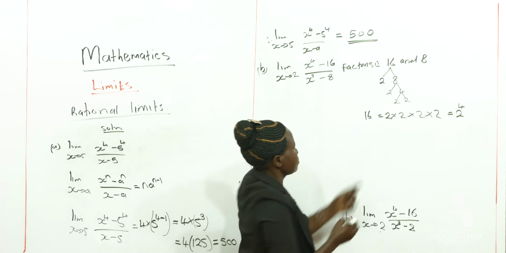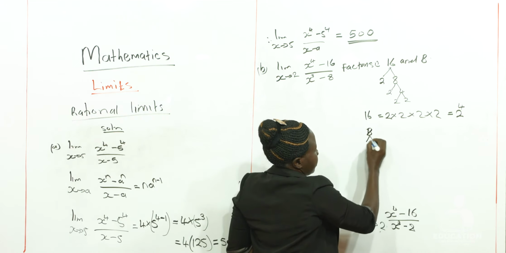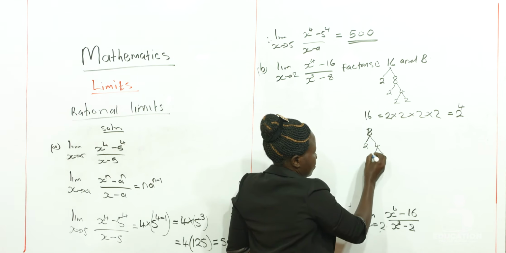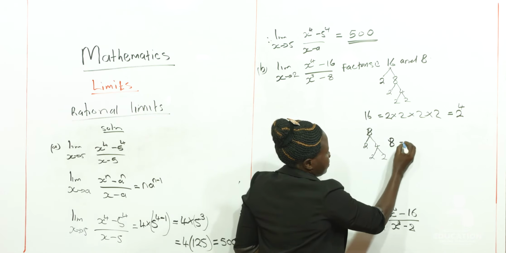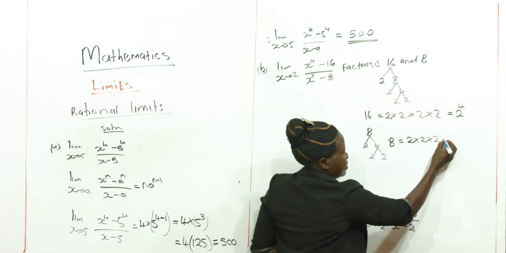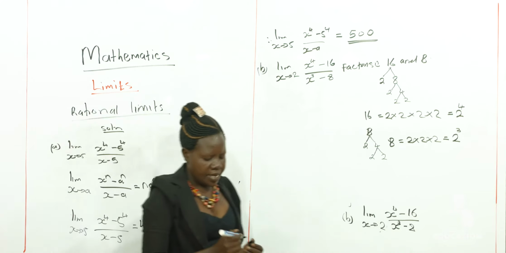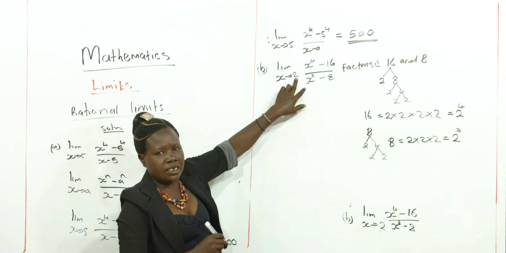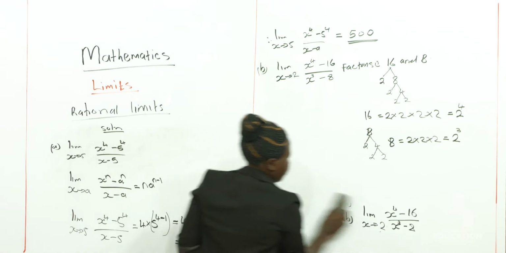So it means that 2 raised to 4 gives me 16. And then you also do the same for 8. You break 8 by saying 8 is 2 times 4, and when I break 4, I get 2 by 2. So you will find that 8 is 2 times 2 by 2. How many 2s are there? 3. So this will give us 2 raised to 3. So the value of a will be exactly where x is approaching.